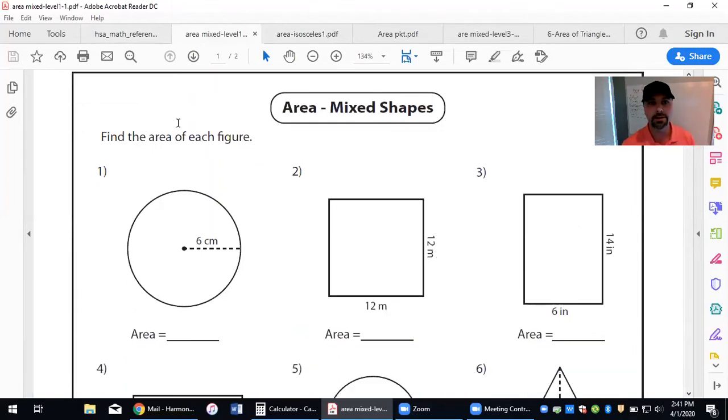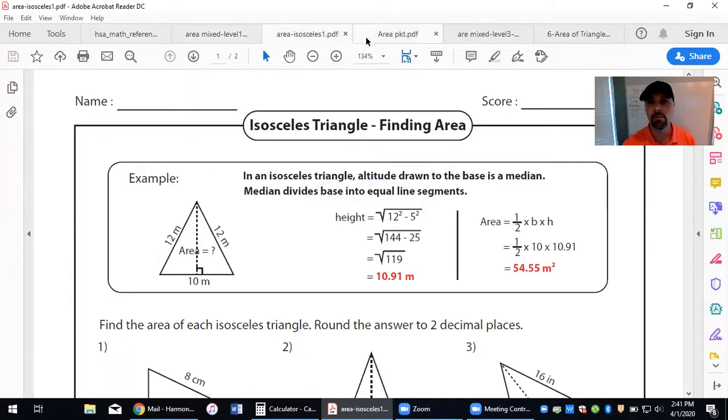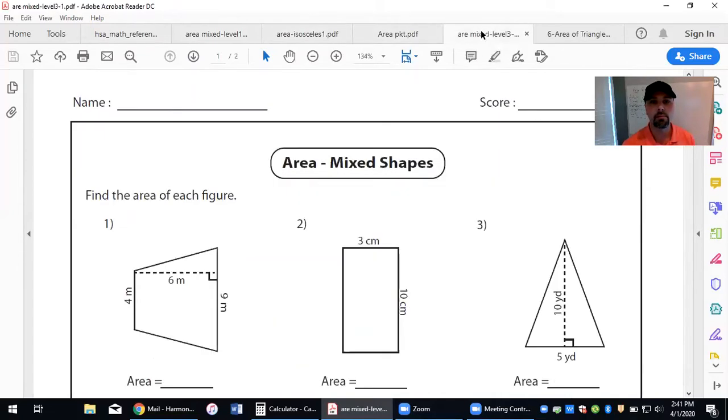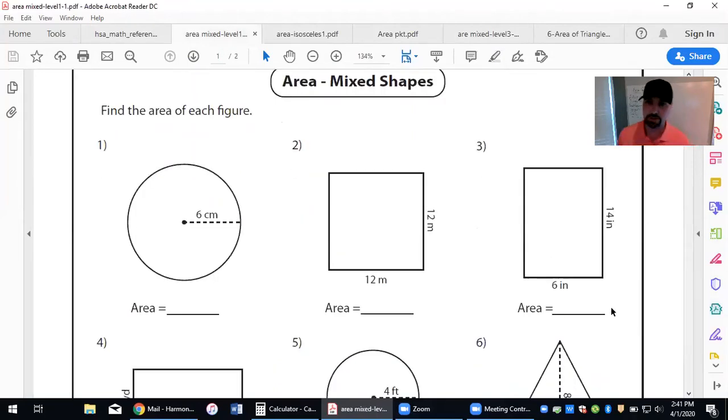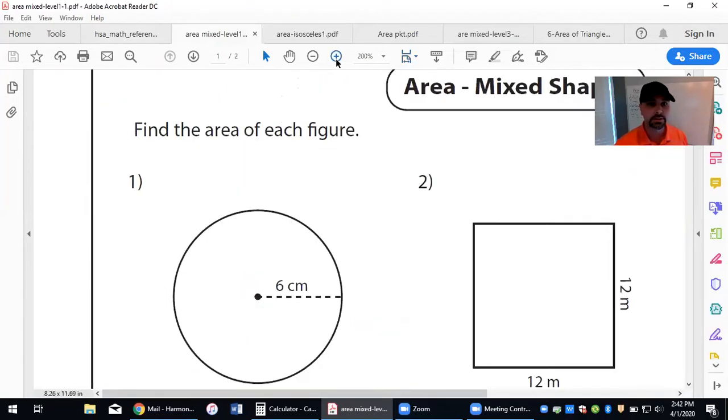Okay, let's start with this one: area of mixed shapes. So these are just some basic shapes, one of the 5 that we have listed here in the formula sheet. I'm not going to go through the rectangles with you because that was in the last video. Rectangles, squares, length times width. It can't get much easier. Okay, so then let's just start here on number 1. Let's take a look at that.